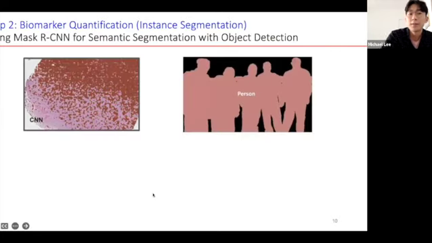Moving on to the second step of this workflow, what we wanted to achieve was being able to quantify the different immunohistochemistry stains. Especially for nuclear markers, which basically stain for nuclear antibodies that bind to proteins in the nucleus, we wanted to use something called instance segmentation, which is essentially semantic segmentation with object detection.